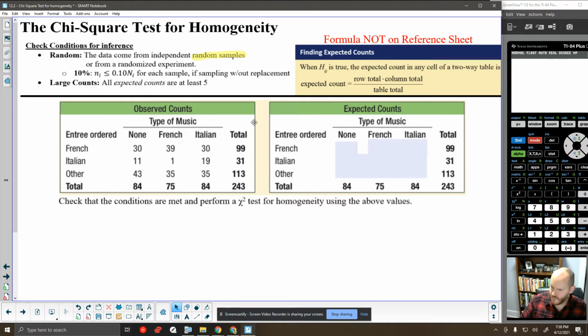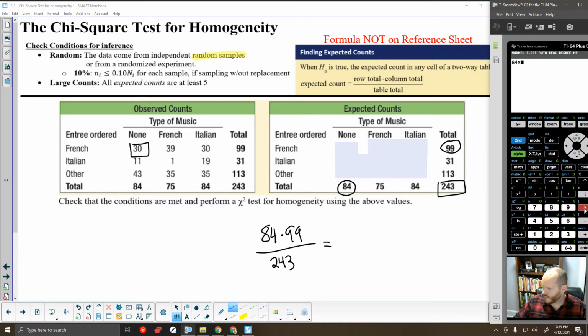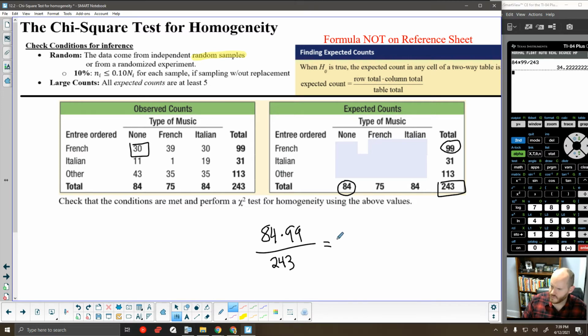And that's where this formula is going to come in. So if I want to calculate an expected count, suppose I want to calculate the expected count for French under none. So this first cell, entree ordered French and none. My observed count in that category is 30. The expected count is the row total, which is 84, times the column total, which is 99, divided by the total, which is all of the subjects who took part in this experiment, which is 243. And I can go over to my calculator, do 84 times 99, and divide that by 243. That gives me 34.22, and that is the expected count that corresponds to none with French. And I could go through and repeat that exact same process for any of my cells.